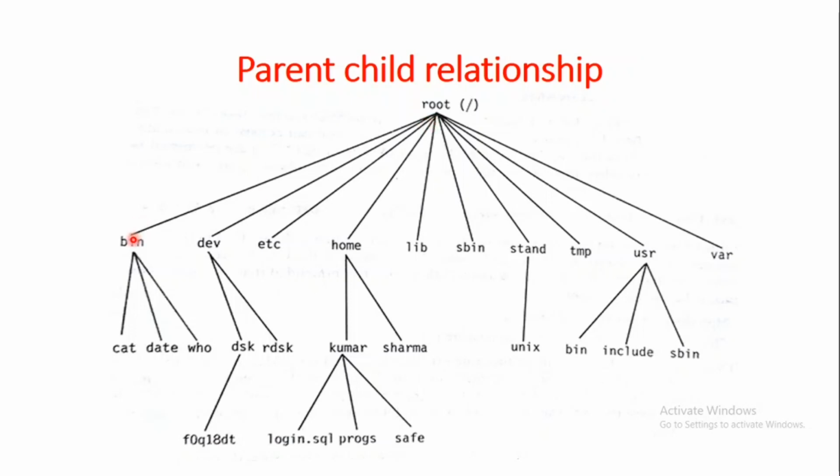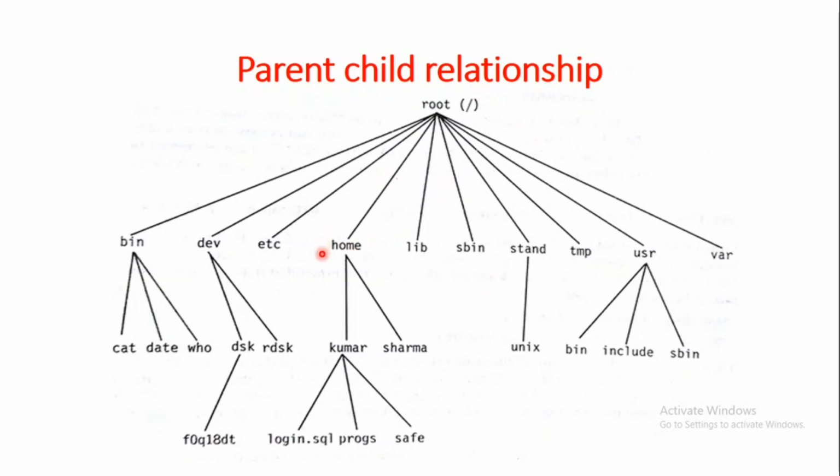And with respect to bin, cat is a child file, and with respect to root, cat, date and who are the grandchildren, okay, talking with respect to files. So this is a typical structure representing a parent-child relationship in a file system, okay.